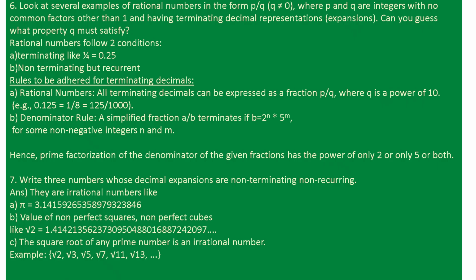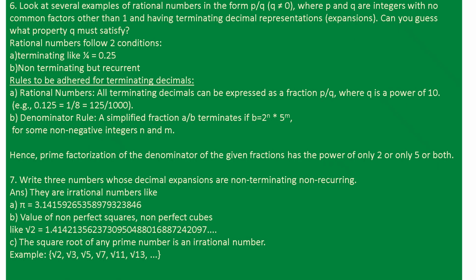The terminating decimals can be represented as a fraction p by q, where q can be represented as a power of 10. Say for example, if you consider 0.125, it is nothing but 1 by 8 and it can be represented as 125 by 1000. If you consider q to be equal to 1000, it can be represented as a power of 10. The other rule could be the denominator rule. A simplified fraction a by b terminates if b is equal to 2 to the power of n times 5 to the power of m, where n and m are non-negative integers.